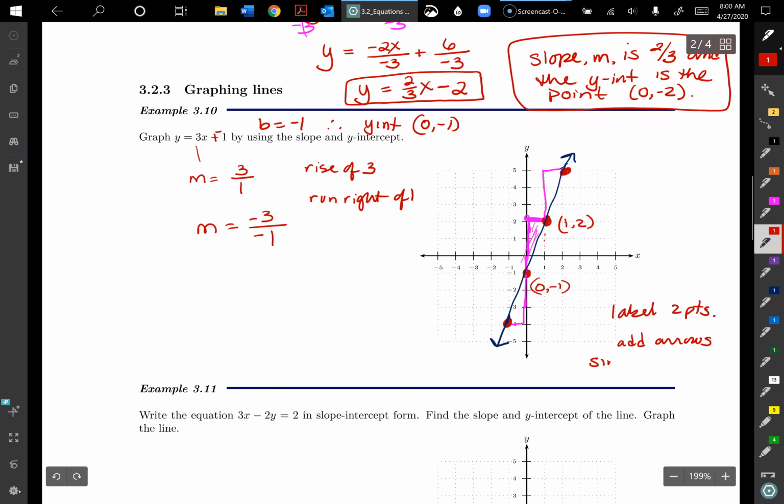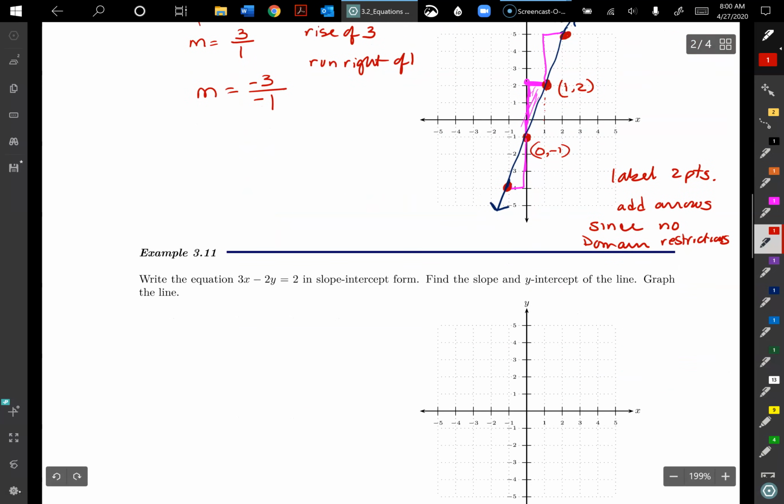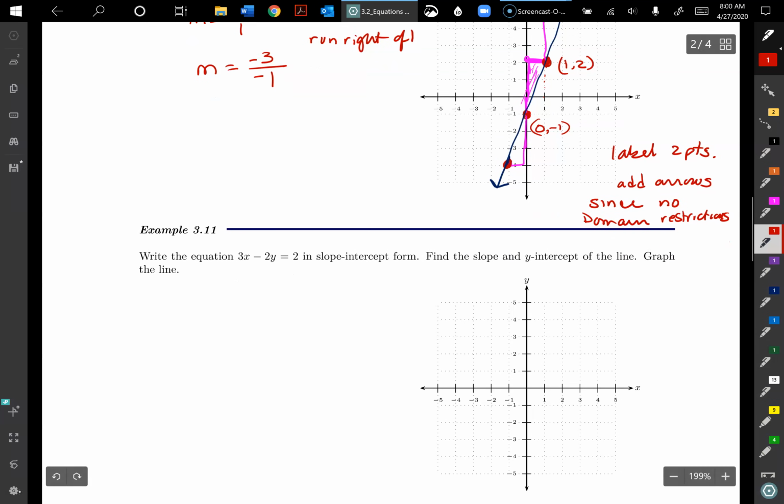Since there's no domain restriction. Domain is just what our x's can be. All right, so always do that. Even if I don't put the directions, you should get the gist. So in the electronic homework or sometimes where you see things generated by a computer, it might not show the arrows really well.